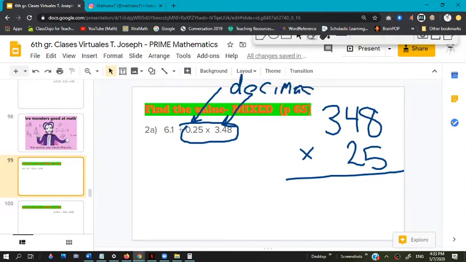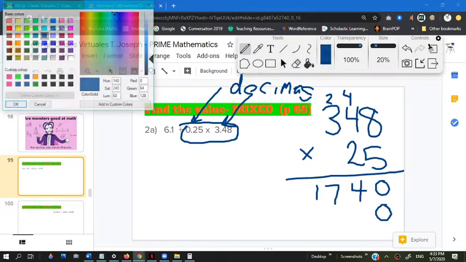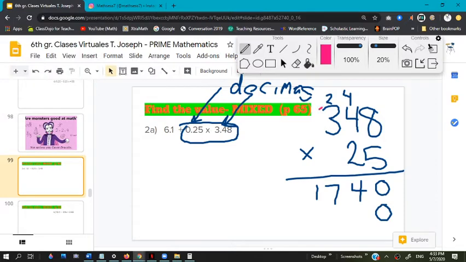So let's actually just multiply like normal. 8 times 5 is 40. 5 times 4 is 20, plus 4 is 24. And 3 times 5 is 15, plus 2 is 17. Add my place value right there because I'm going to go to the tenths place. Let's switch colors. We don't need these numbers anymore, this 2 and this 4. 2 times 8 is 16. 2 times 4 is 8, plus 1 is 9. 2 times 3 is 6. And there we go. We have our problem that we can just add up.